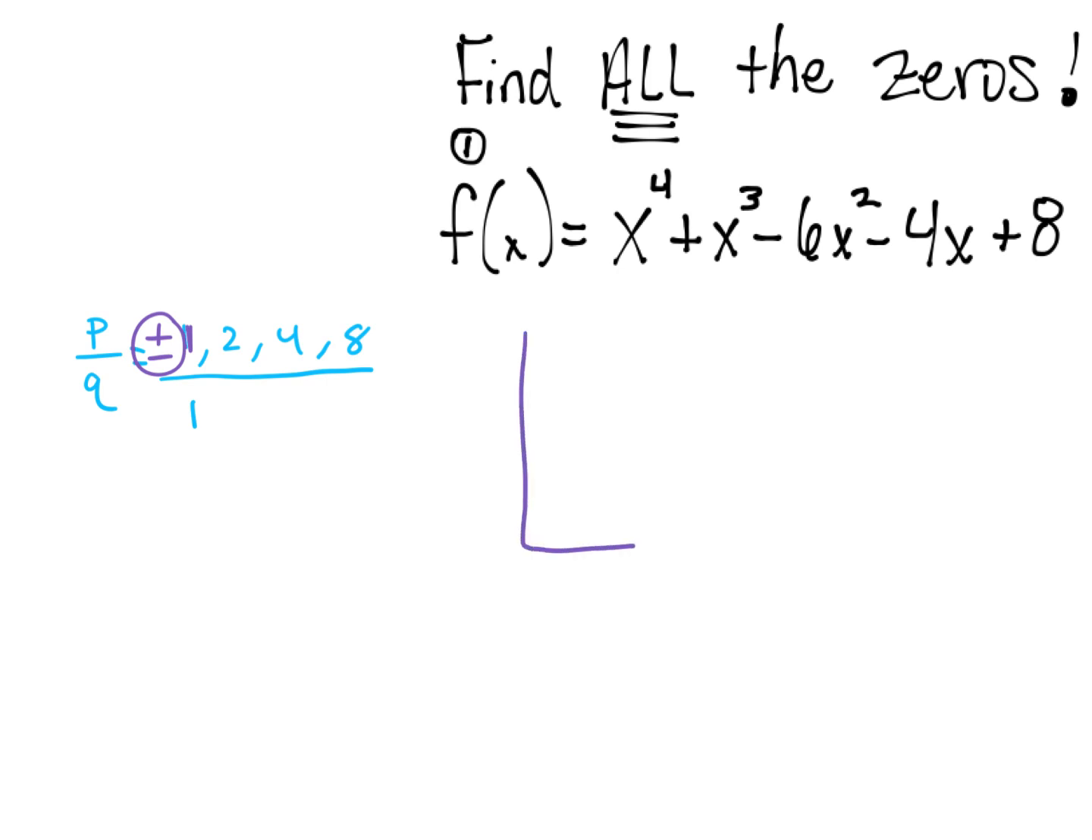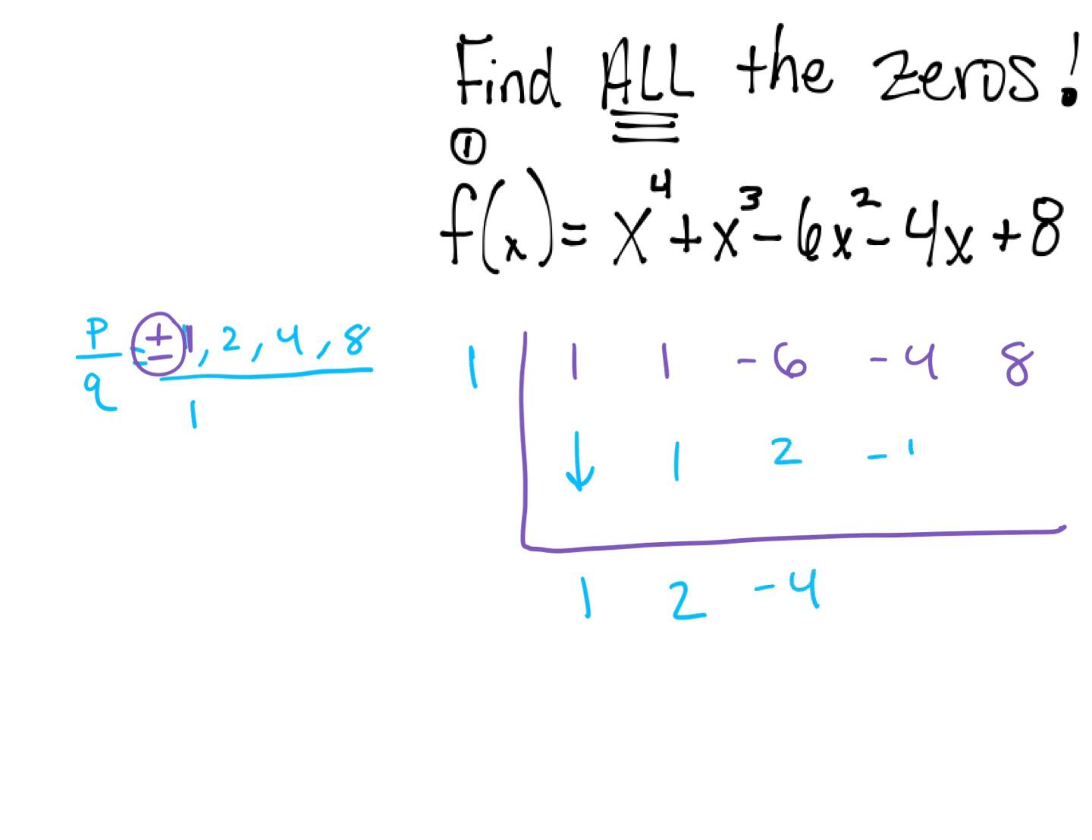All right, so we're doing synthetic division. What's going to go inside the box? 1, 1, negative 6, negative 4, and 8. What do you want to try first? Sure, we can try 1. So I'm going to drop down the 1, multiply, add, we get 2, multiply, 2, add, negative 4, multiply, negative 4, add, negative 8, multiply, negative 8, add, we get 0. Does 1 work? Yes, so x is equal to 1 is one of our answers.